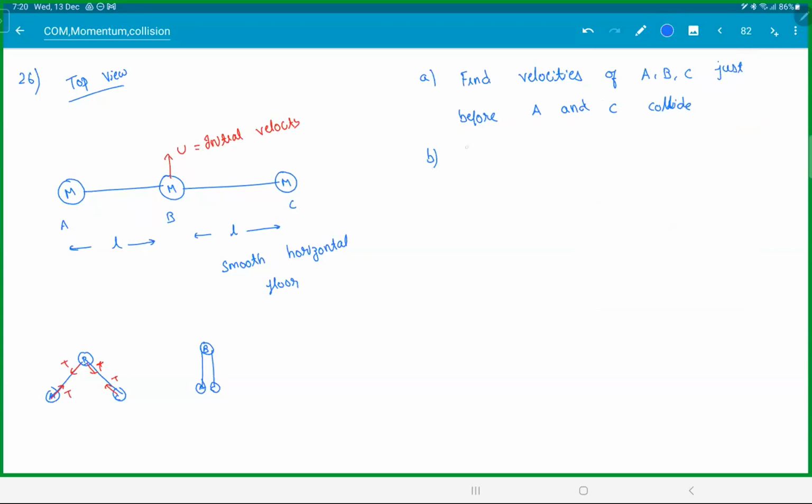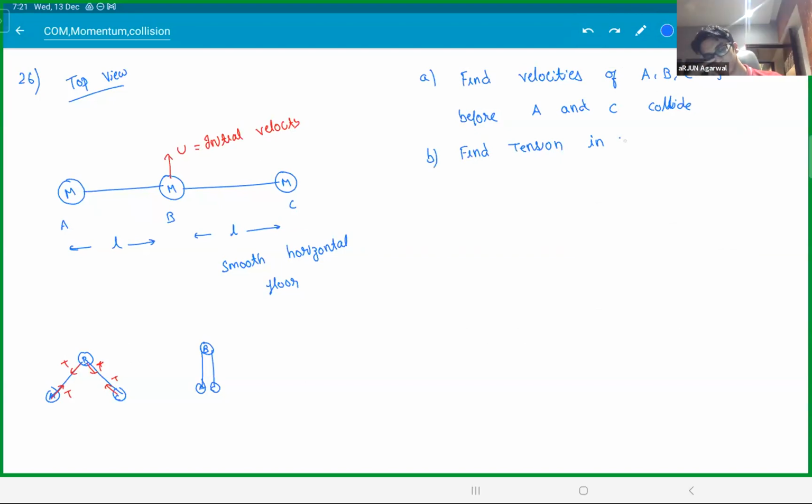Find the tension in the string. Is there gravity? No, it's a top view and a smooth horizontal floor. Oh, okay, sir. Find the tension in the string. The second part is the actual question. The moment I add the second part, it becomes an advanced question. Find the tension in the string just before A and C collide.